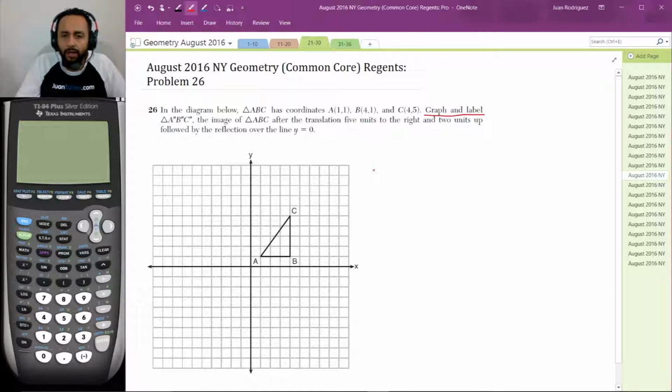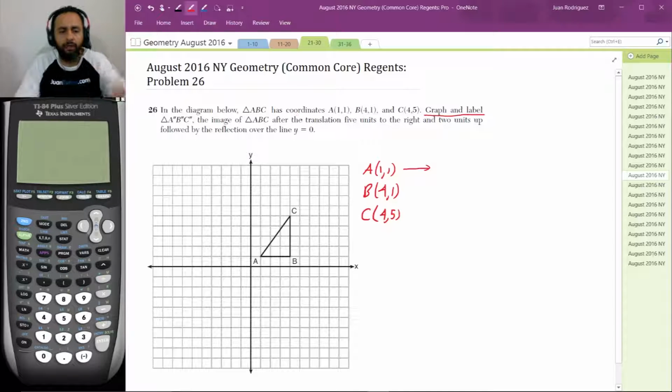So now A is the point (1,1). B is the point (4,1). And C is the point (4,5). And now each of these is getting first translated. Let me go to blue. It's getting translated 5 units to the right and 2 units up.